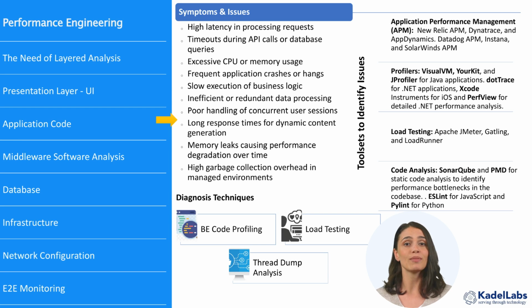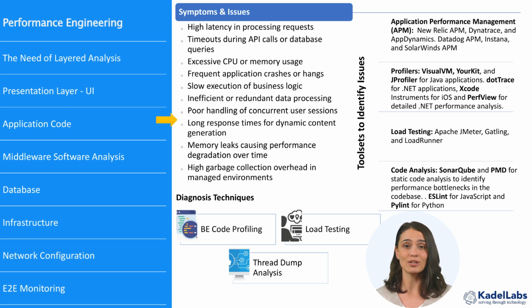To diagnose, we rely on a range of tools and techniques. Load testing plays a critical role in this process. By simulating user traffic with tools like Apache JMeter and Gatling, we can observe how the application handles varying loads. Combined with monitoring tools, load testing allows us to see exactly how the backend code behaves under load.